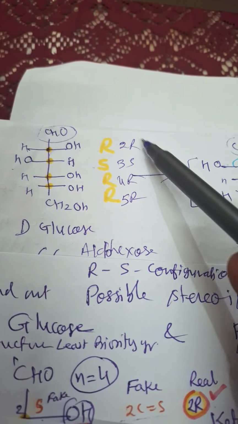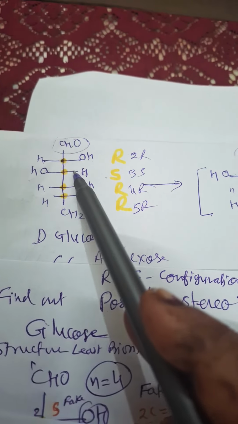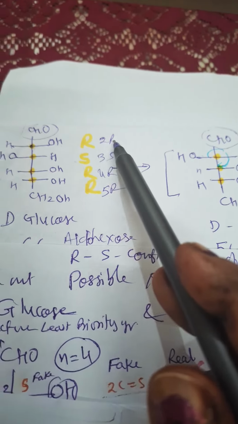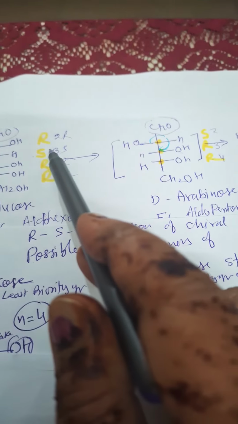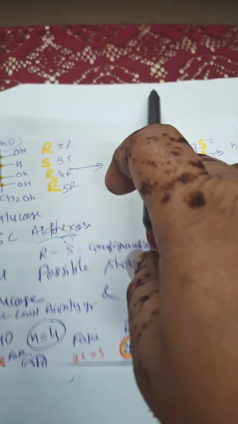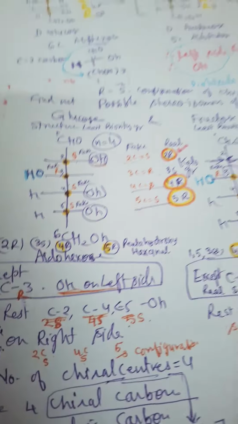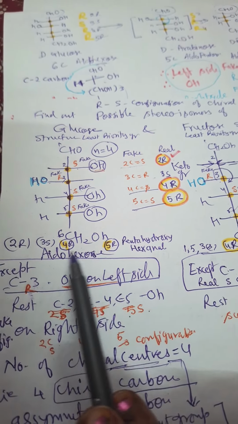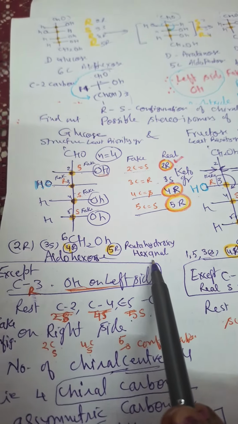Now here this is the second carbon, third carbon, fourth carbon, fifth carbon, which means there are 4 chiral centers. So we will name it 2R, 3S, 4R and 5R. And in the name of the compound I have written it over here. We will discuss that also. See here, it is 2R, 3S, 4R, 5R and pentahydroxyhexanal.